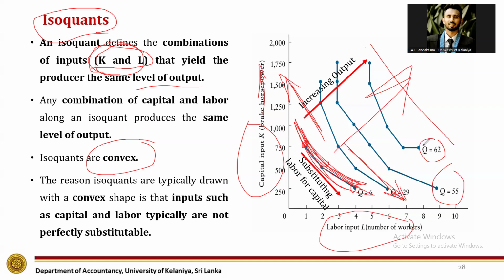Your outputs are increasing. If you come below the particular isocons, we call it labor substituted by capital. Labor and capital requirements will be reduced. Why do these become curves? The reason is the resources are not perfectly substitutable.